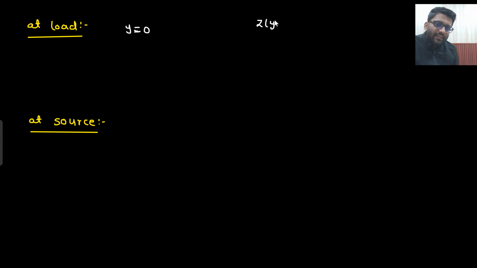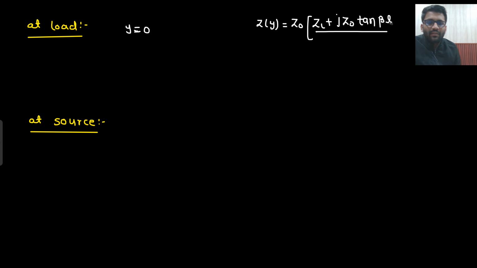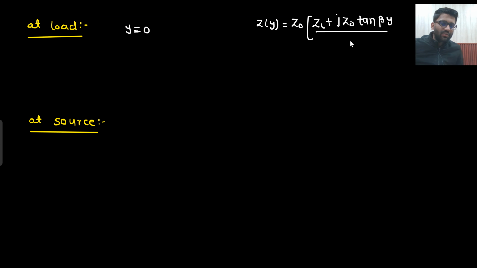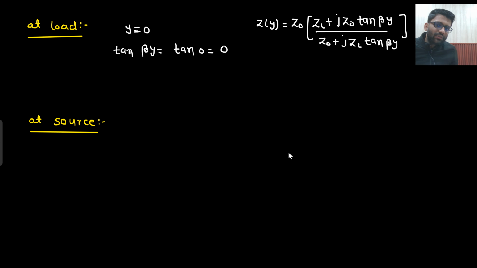Now what is my Zy? Again, let's write down the formula. The formula is Z0 into ZL plus jZ0 tan beta y, divided by Z0 plus jZL tan beta y. It's not tan beta l, sorry, y, because I am taking a random distance from the load. I'm not talking about the input. And what I'm putting: y equals 0. If I put y equals 0, what will be the value of tan beta y? That will be equal to tan 0, which is 0 only. So this term will be gone. Z0 and Z0 will be cancelled.